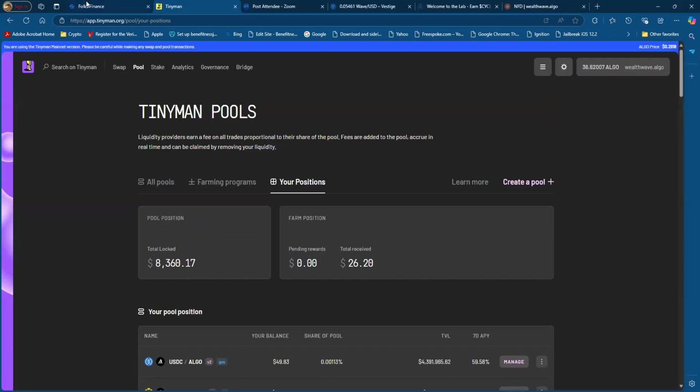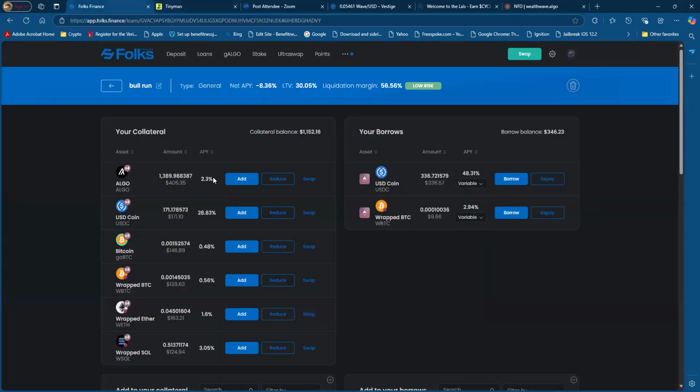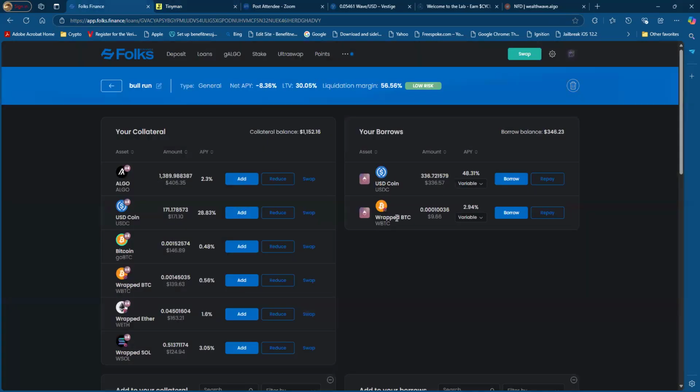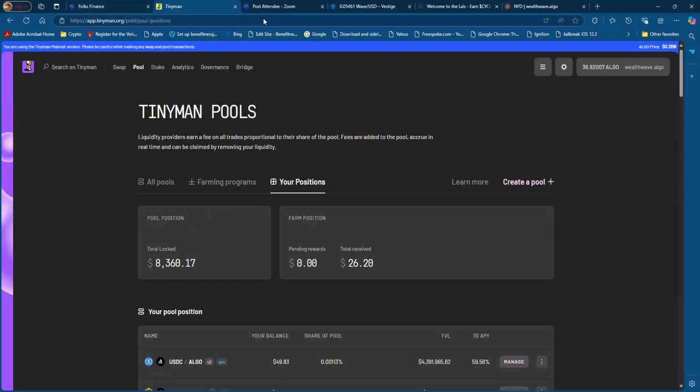So preferably, I would suggest doing the Folks Finance way because you were able to get those assets to secure value, and you still got that collateral. So at any time, if you want to go back and reduce it, you can do that too, or borrow more. Any questions?